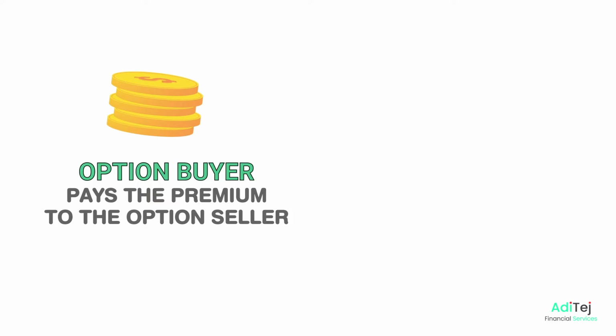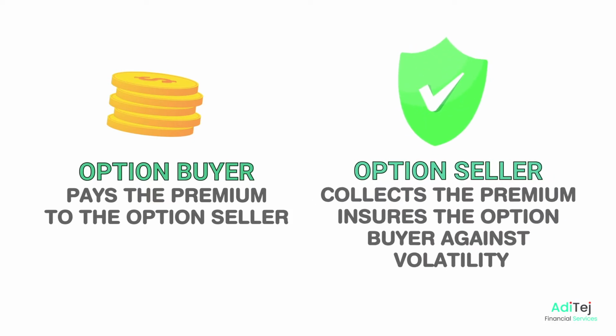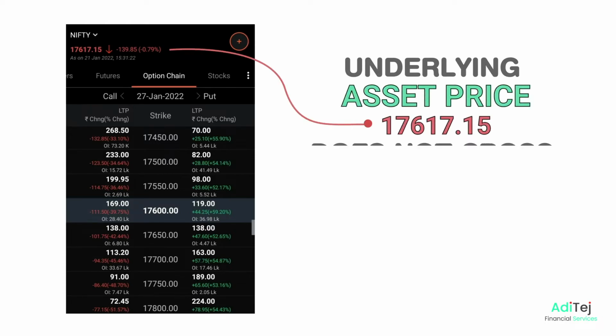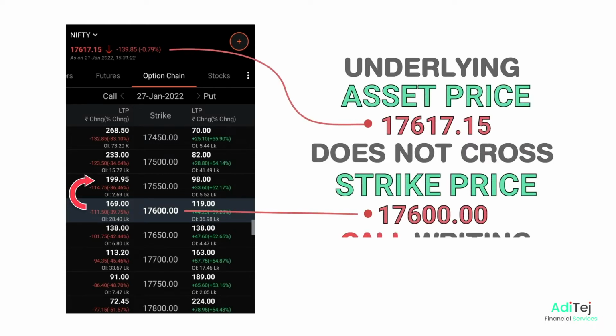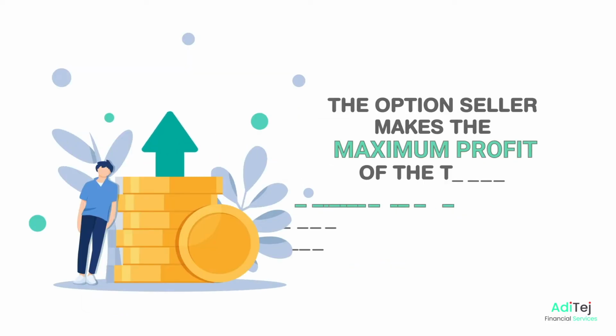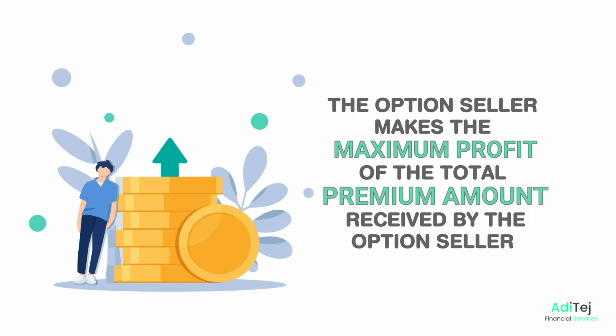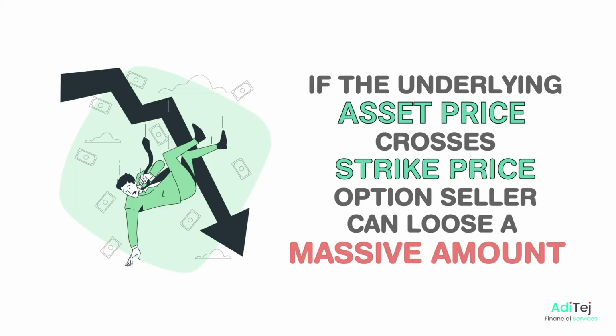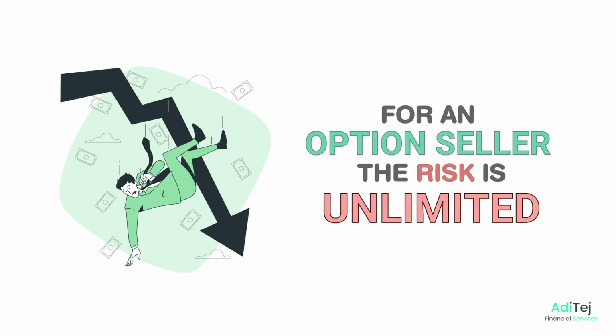Similarly, here, the options buyer pays the premium to the option seller. The option seller collects the premium and, just like the insurance company, insures the option buyer against the volatility. If the underlying asset price does not cross the strike price on the upward side in case of call writing and downward side in case of put writing, the option seller makes the maximum profit of the total premium amount received by the option seller. But if the underlying asset price crosses the strike price, the option seller can lose a massive amount. For an option seller, ideally the risk is unlimited.